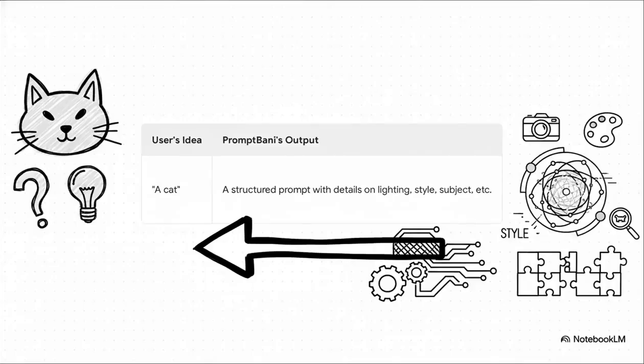Okay, look at this. This slide just nails the problem we're talking about. On the left, you've got a super simple idea, a cat. But on the right, that's what an AI really needs to do its best work. A professionally engineered prompt, just loaded with details on style, lighting, composition, the whole shebang. Getting from that simple idea to the complex one is the key, and that's exactly what Promptbani does for you.